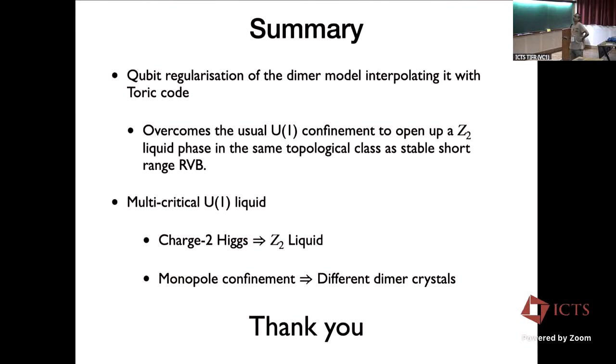I've told you about a particular qubit regularization of the dimer model, interpolating it with the toric code, and this overcomes the usual Yuan confinement that people have been facing in order to stabilize short-range RVB. There are various ways of understanding these phases, starting with the multi-critical Yuan liquid, which is different from the Rokhsar-Kivelson model. Okay. Thank you.